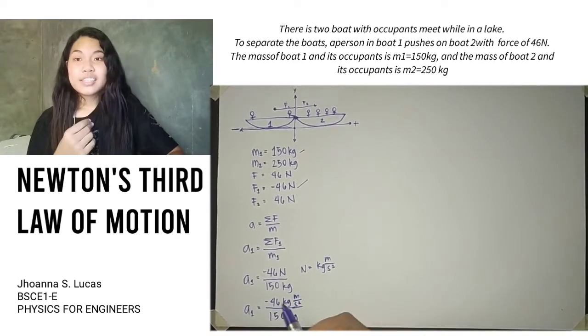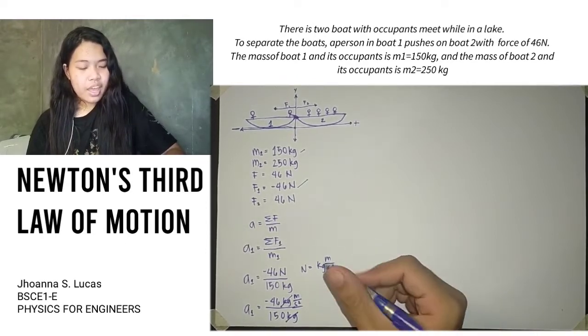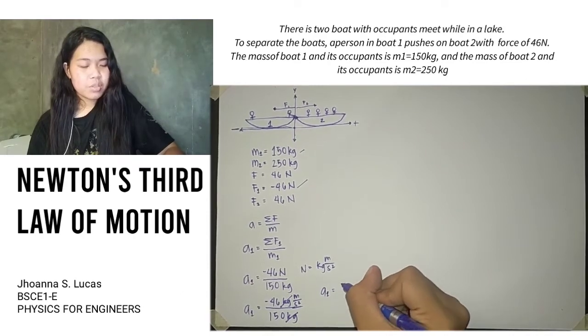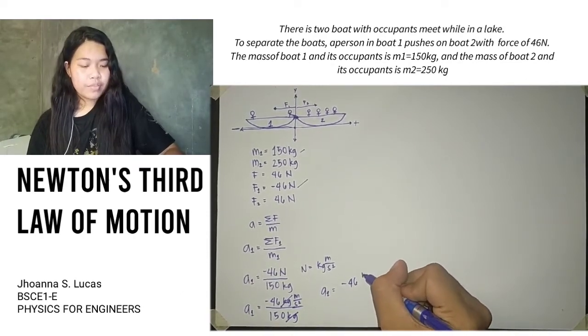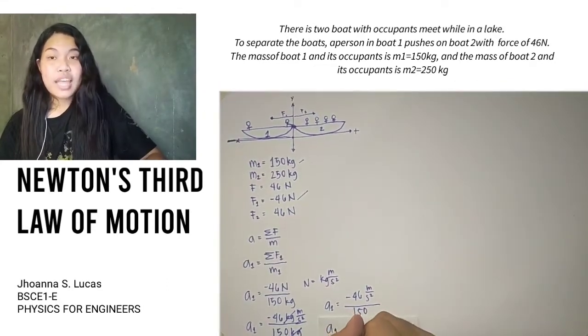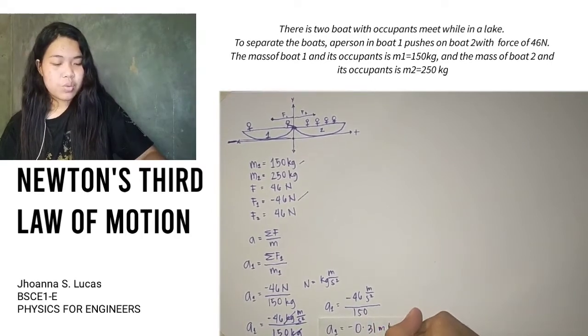So let's cancel the kilogram. A sub 1 is equal to negative 46 meter per second squared over 150. So our a sub 1 is equal to negative 0.31 meter per second squared.